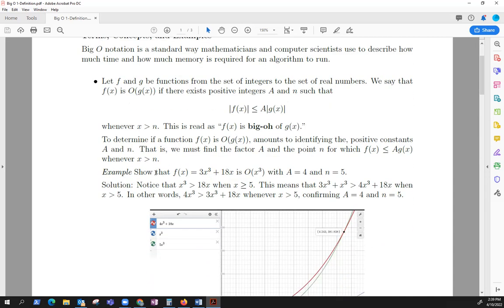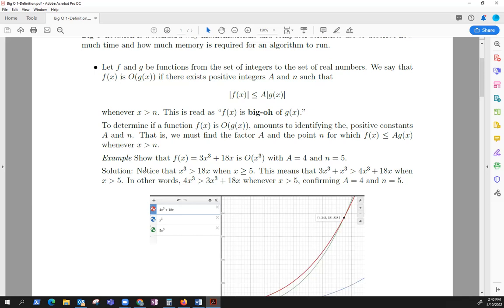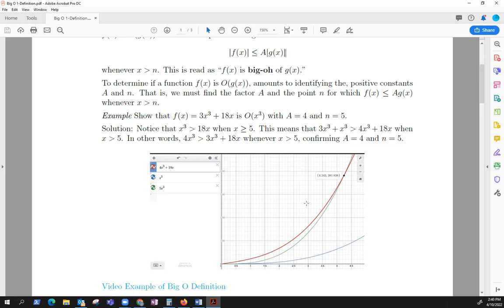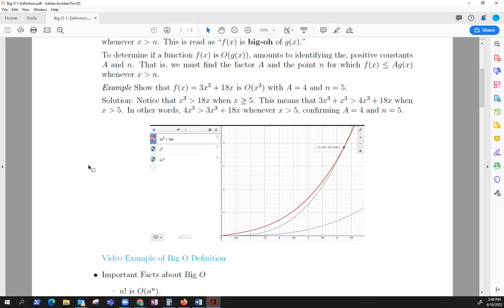Now, this example shows that we can use other numbers. I don't have to use n equals 1. I can use n equals 5, and then I'll get a different a. So read through this example too, and this is graphed with GeoGebra or Desmos. And that's basically what Big O is built on.